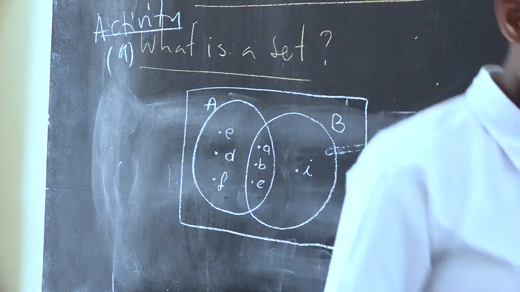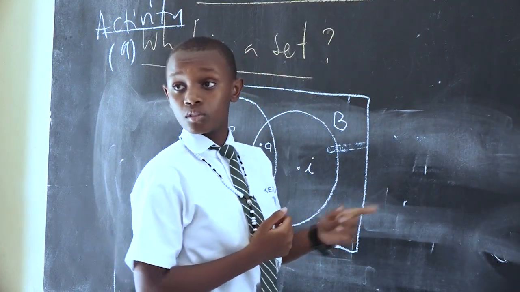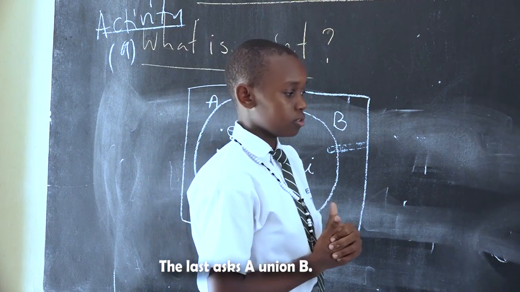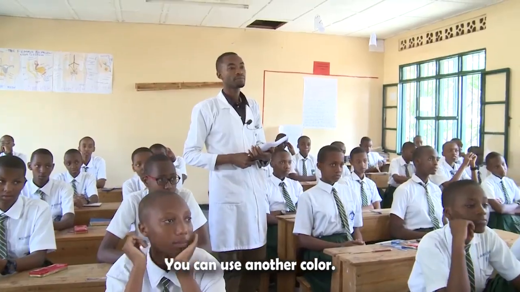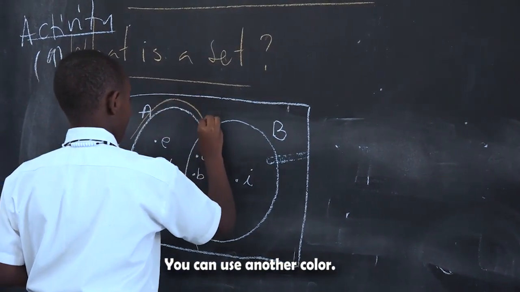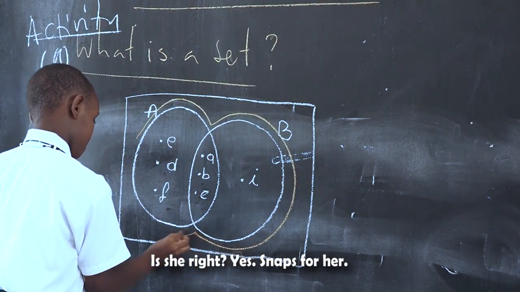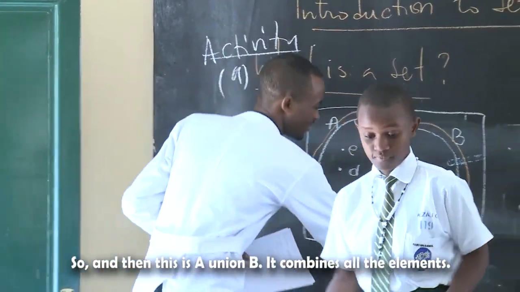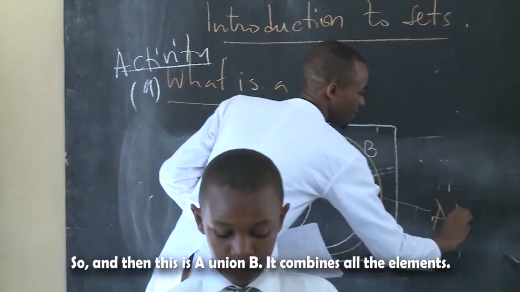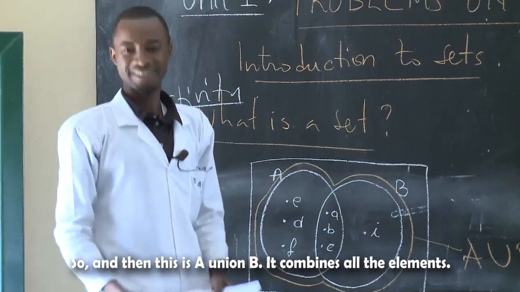Number last. First for the intersection, and then for the union. They asked us about A union B. For union, I guess you can use another color. Is she right? Yes. Good. Snaps to her. And then this is A union B, because it combines all the elements.